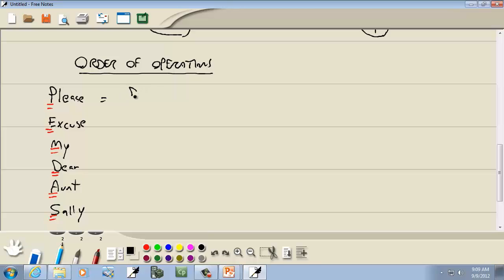This first one says, do what is inside the parentheses. Now, that also includes brackets, and that also includes absolute value.